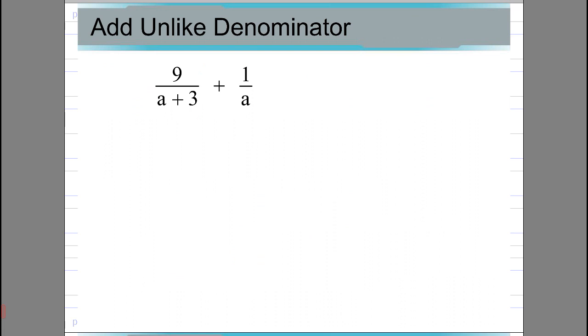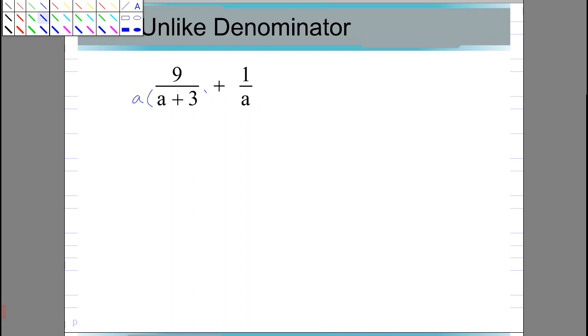First thing you should notice is these two have different denominators. So what we need to do is make sure that they have the same. Well, this denominator has an a plus 3 in it. This one has an a. What would be really nice is if I could make this one have an a and make this one have an a plus 3. They'd have the same thing, right? Okay, that's the reasoning here. I'm going to multiply this by a divided by a, and this one by a plus 3 divided by a plus 3.